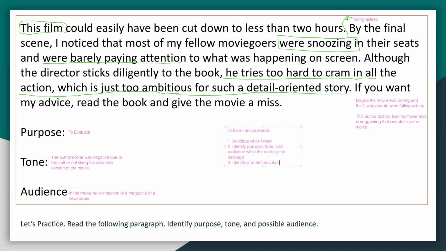and define unknown vocabulary. And this is a really big one, because when we identify unknown vocabulary, we are building our own mental toolkit of really good words. So here in this passage, we could have written down diligently, snoozing, and we also could have written down ambitious. 3 very good vocabulary words.